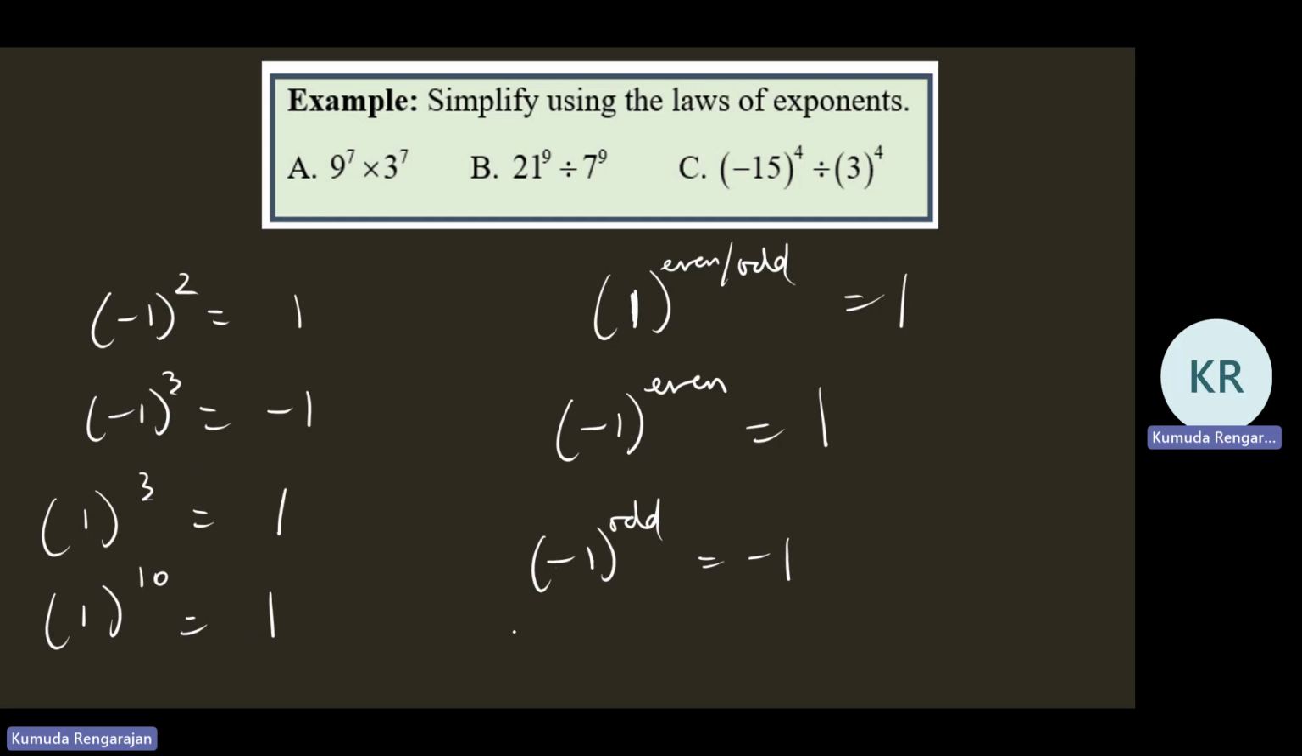If the base is minus 1, it will be minus 1 into minus 1 into minus 1 into minus 1. An odd number of times, it will be minus 1. An even number of times, it will become plus 1. But when the base is only plus 1, whether the power is even or odd, the answer is 1 only.